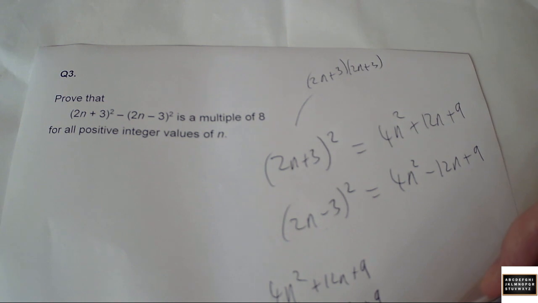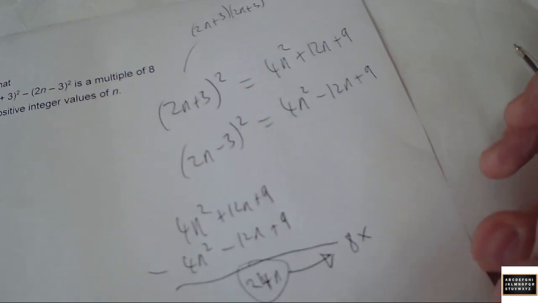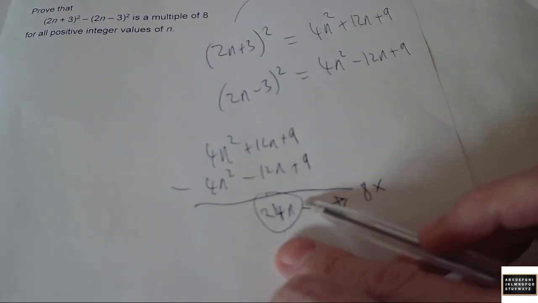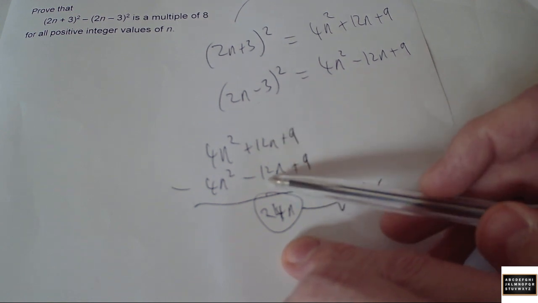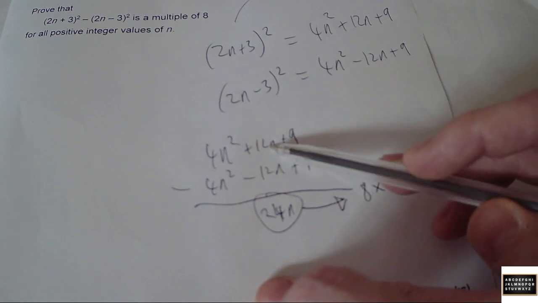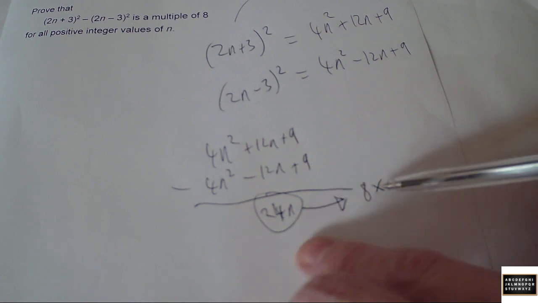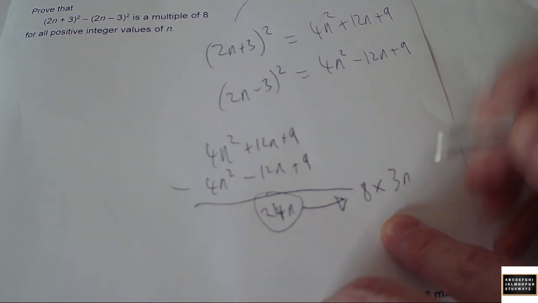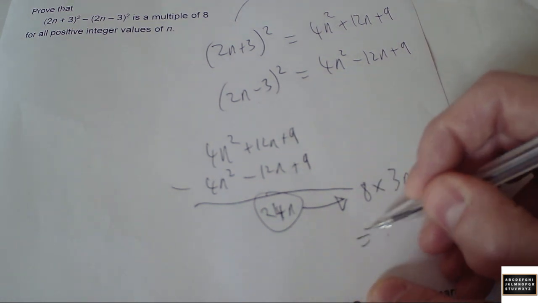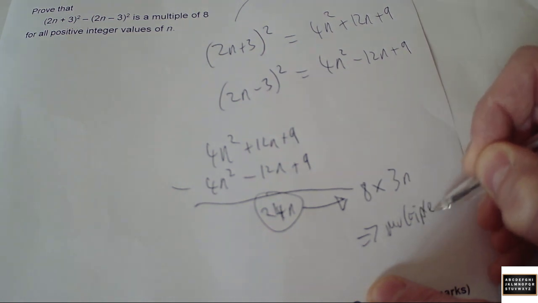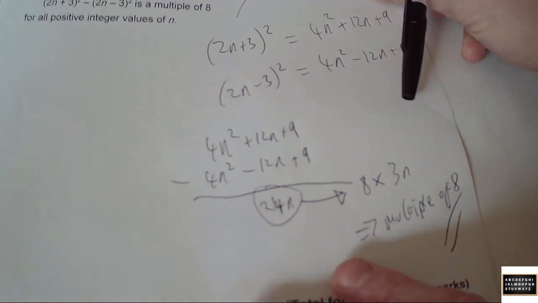Now, is that a multiple of 8? Yes, it is, because it's 8 times 3n. Oh, sorry, I'm a bit too low to show that. So I'll just do that one more time. Set it out like a sum. 9 take away 9, 0. 12n minus 12n, so 2 minuses make a plus. So that makes 24n, and then 4n squared minus 4n squared is 0. So is 24n a multiple of 8? Yes, it is, because it's 8 times 3n. And that then means that this is a multiple of 8. So we just put multiple of 8 and then just put the two lines to show that we've proved that. Very straightforward, not hard.